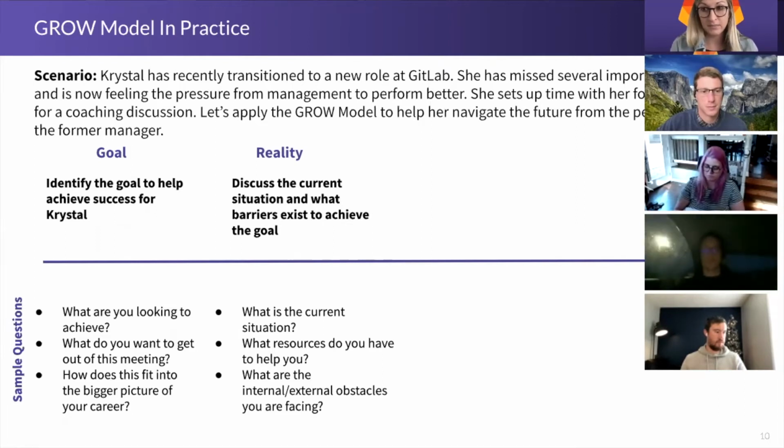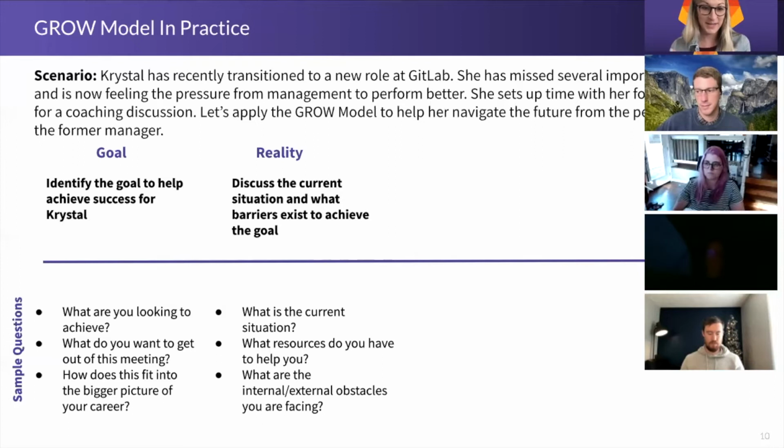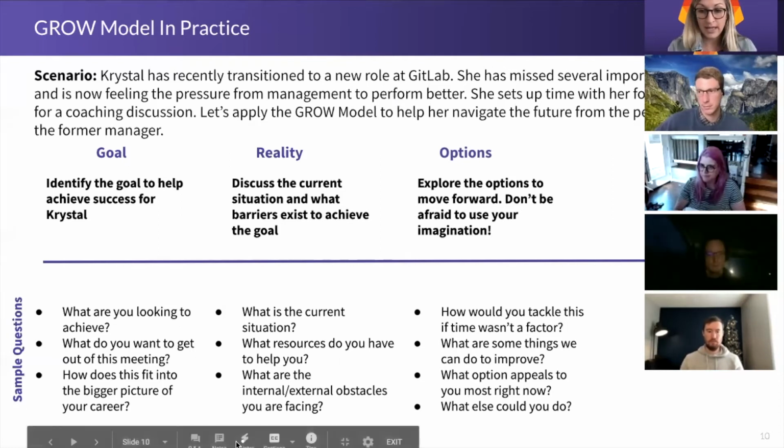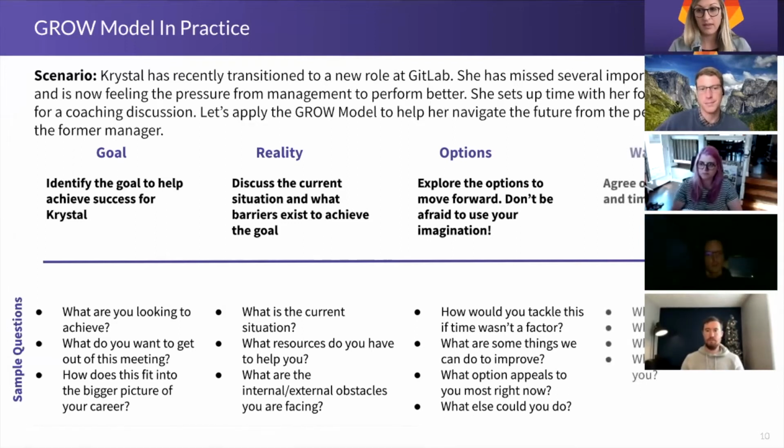I would say, right now with COVID and everything, there's probably a lot of external obstacles happening. So like maybe someone is trying to do their full-time job and also teach their kids remote learning at home. So I think that's a really important piece. And then options. So what are the options to move forward? How would you tackle this if time wasn't a factor? What are some things we can do to improve? And what option do you like best out of what you've come up with.